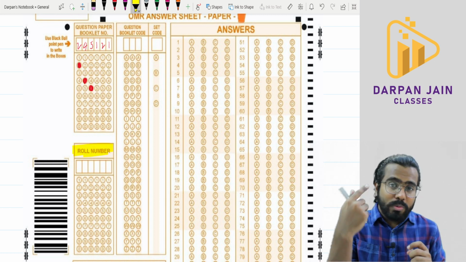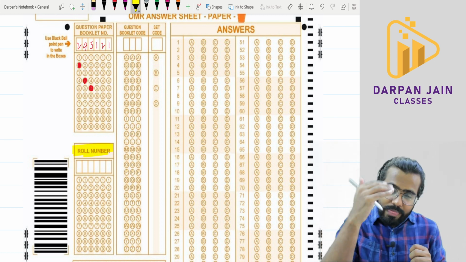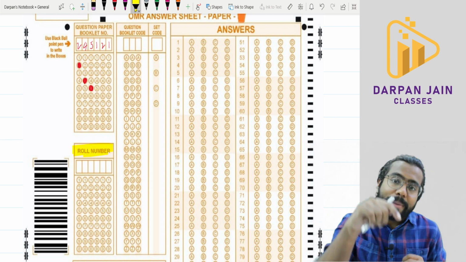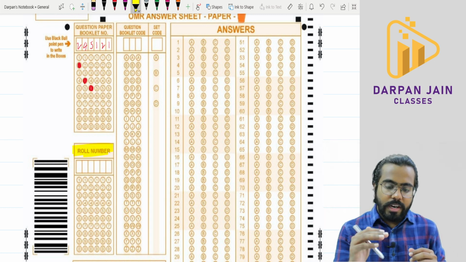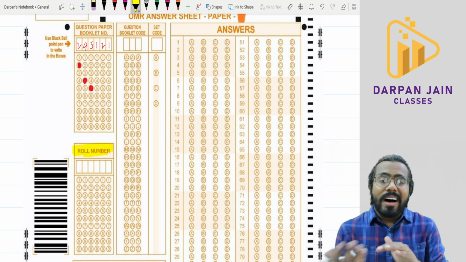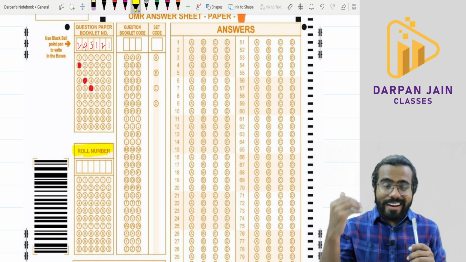Writing the roll number will be with a pen. In these boxes, you will write your roll number and then that corresponding number you will mark in that circle with a pencil. Correct? So that's about these. Then what about answers? You see the answers? There are 1, 2, 3, 4, 5 till 100.